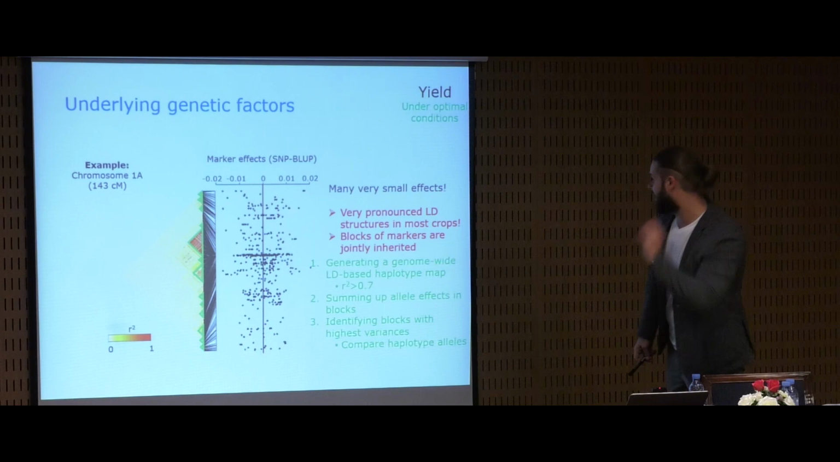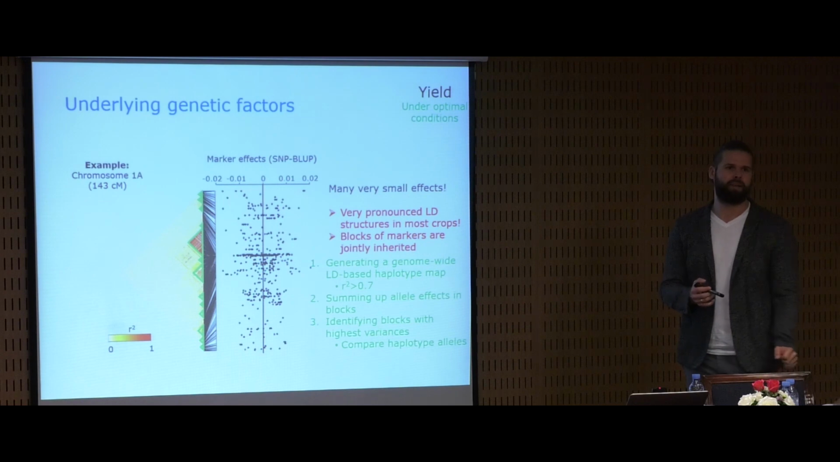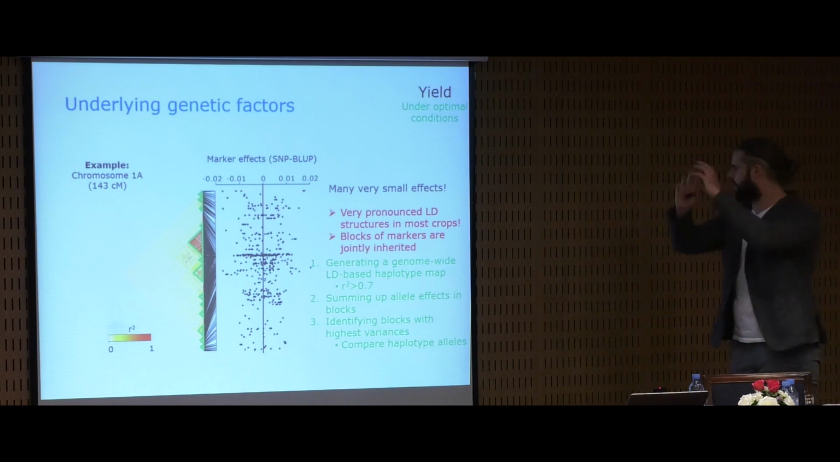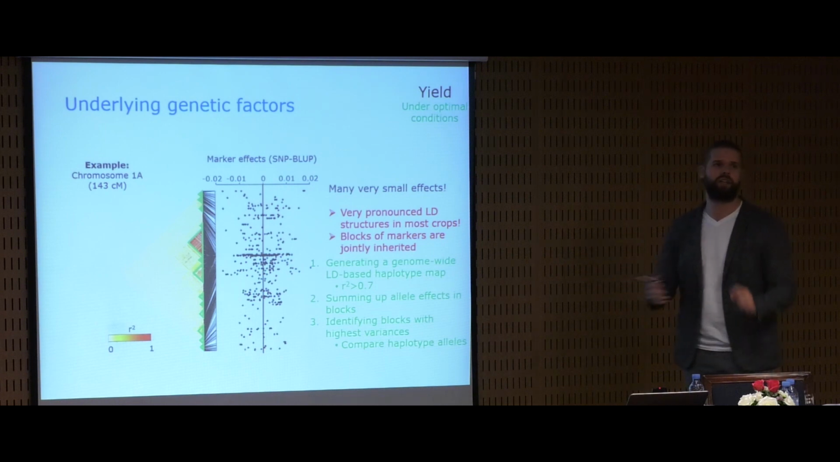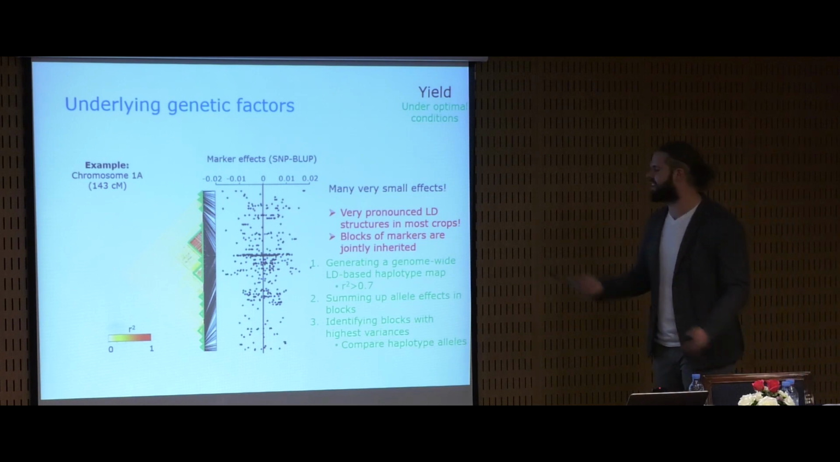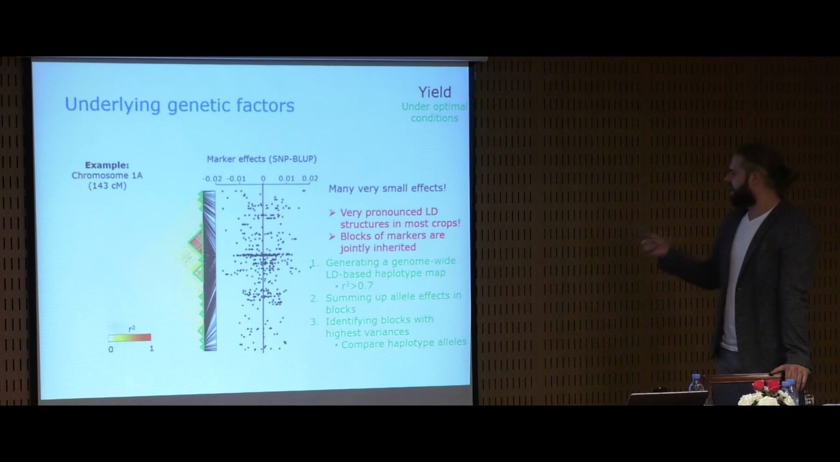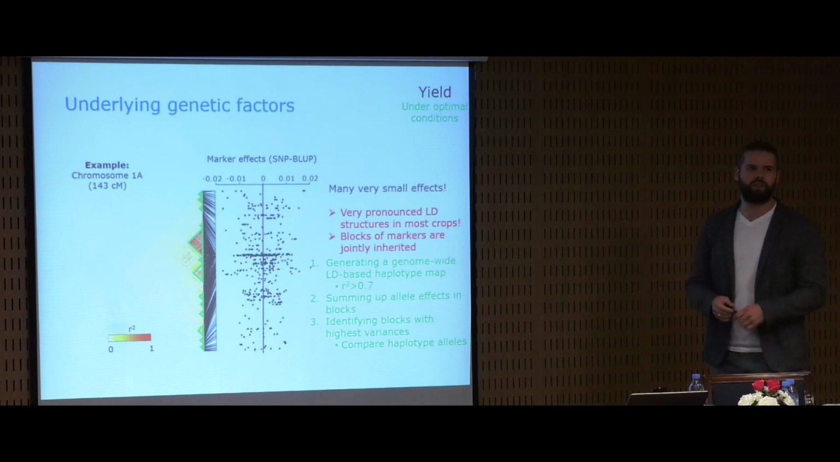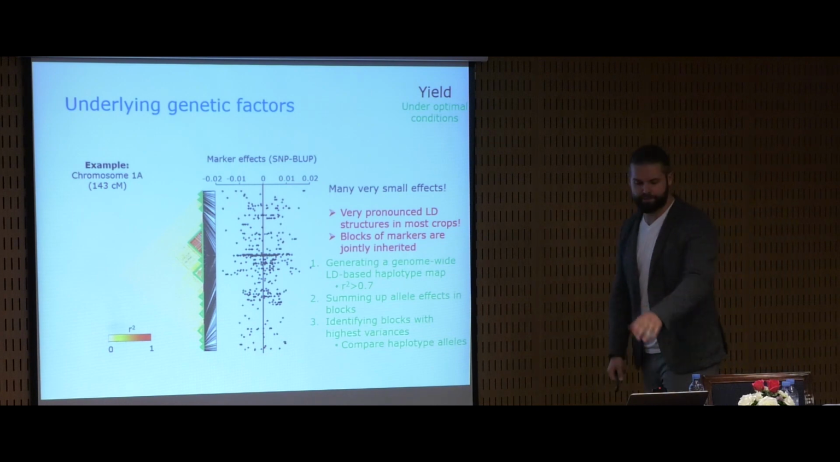So what we did in the first step was we used an algorithm to generate a genome-wide LD-based haplotype map. So we basically just grouped all the markers across the genome that exceeded a threshold of 0.7 into blocks, and those markers that didn't exceed the threshold we just kept as single markers. In the second step, we summed up allele effects in the blocks, just as I was showing you in the cartoons in the scheme before. And in the last step, we were identifying those blocks with the highest variances on the trait of interest. In this example, it's yield under optimal conditions.